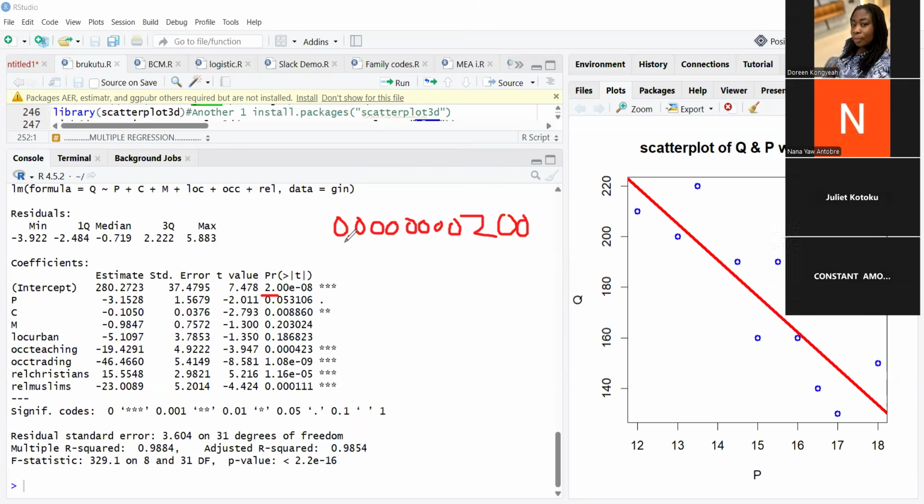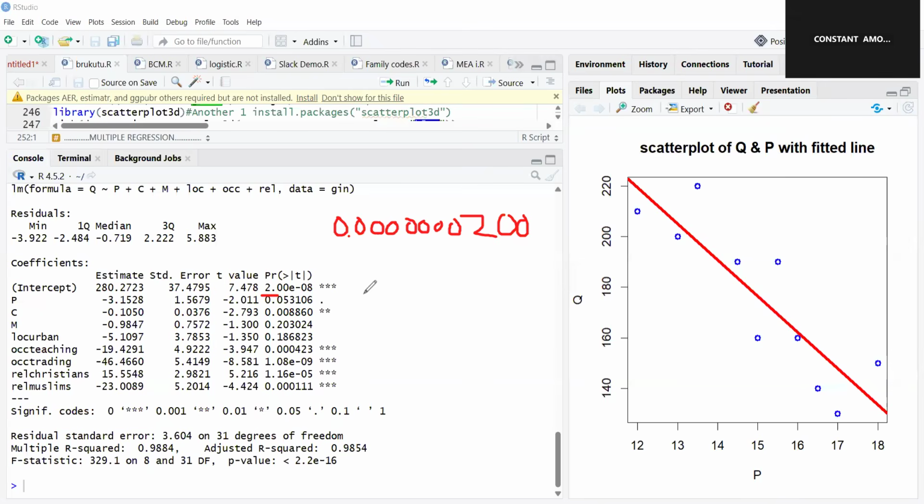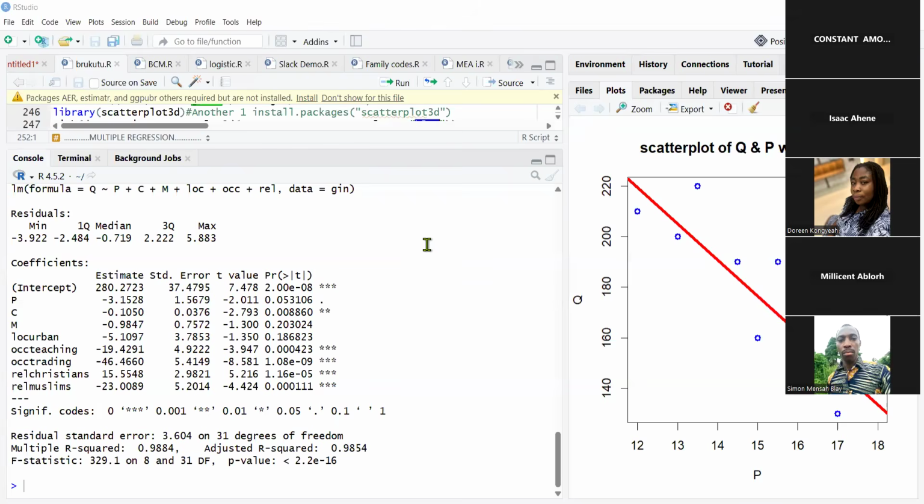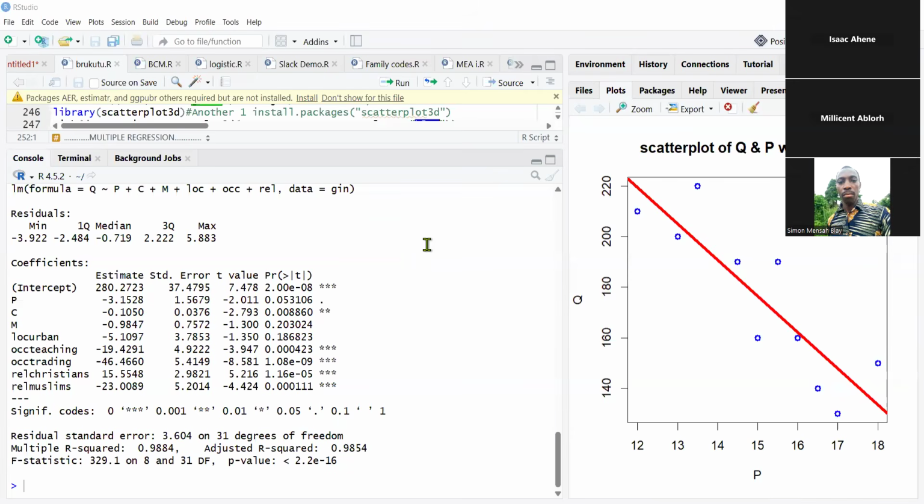0. Okay. So technically, we're not interested in the intercept. But if we were, we would have said that the intercept, is it significant or insignificant? Significant. Yes. Very good.